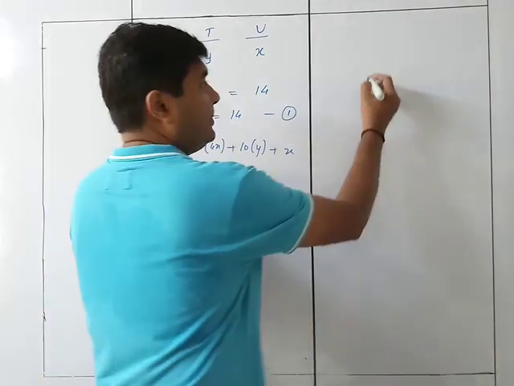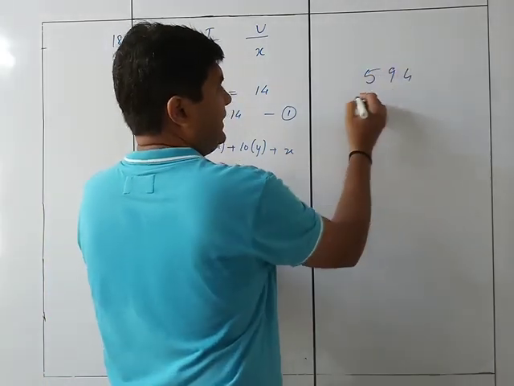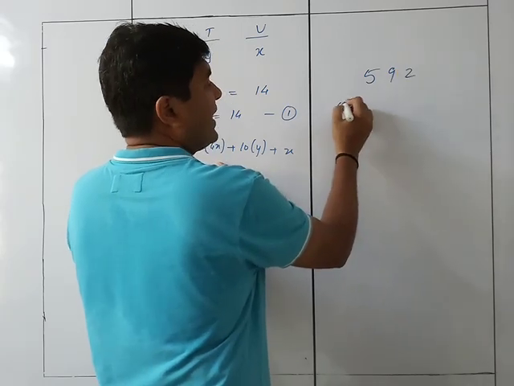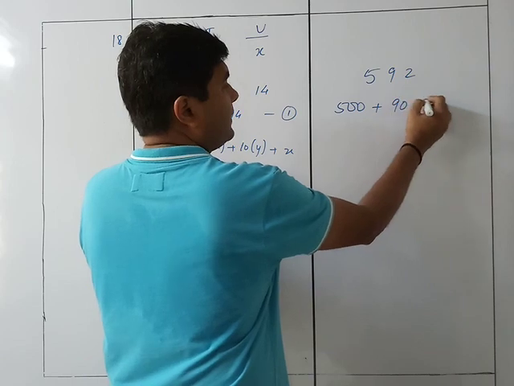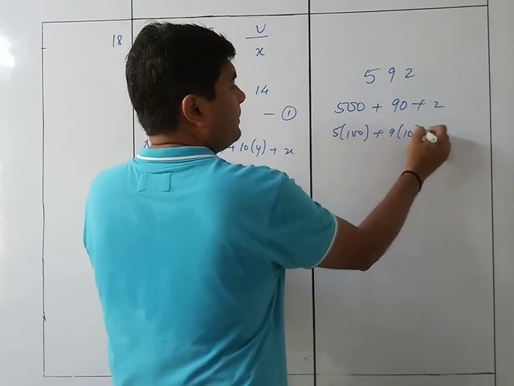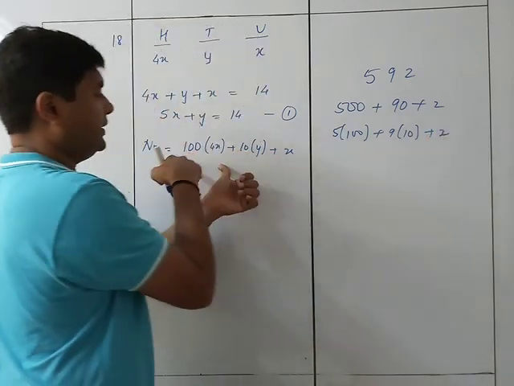Like for example, if I am taking the number as 594, or we can take over here, okay, 592, then it is 500 plus 90 plus 2, that is nothing but 5 into 100 plus 9 into 10 plus 2. This is precisely what we are doing over here.